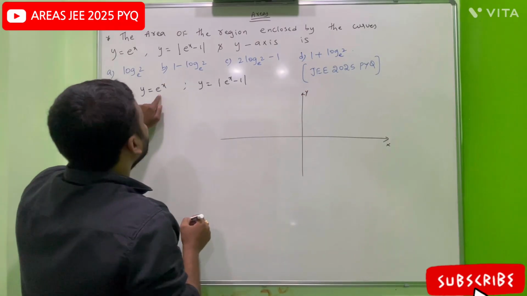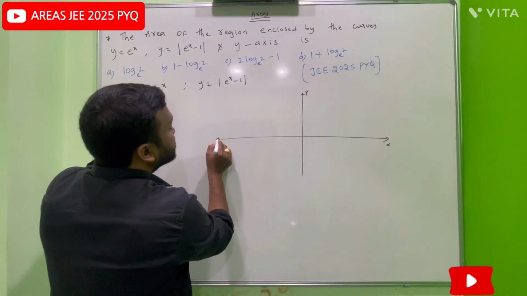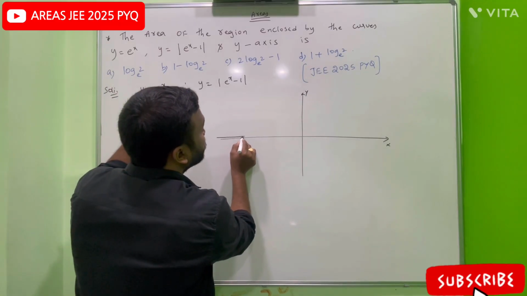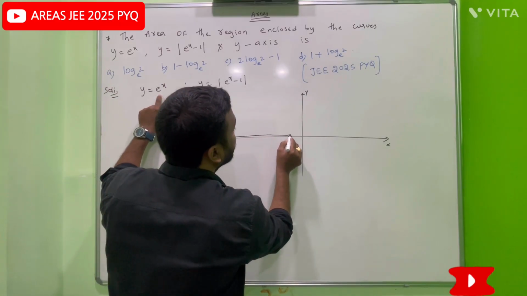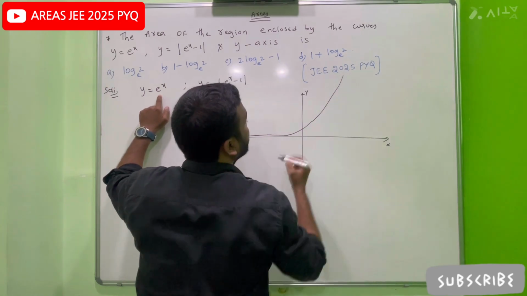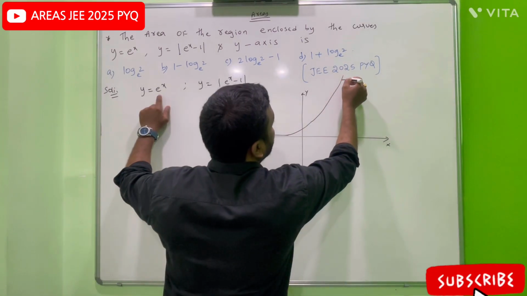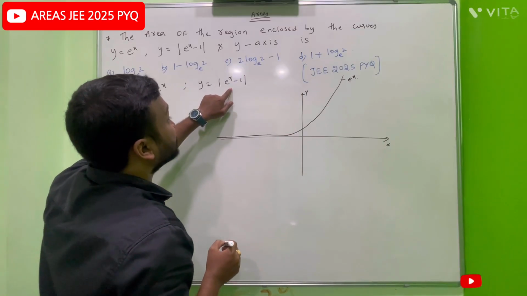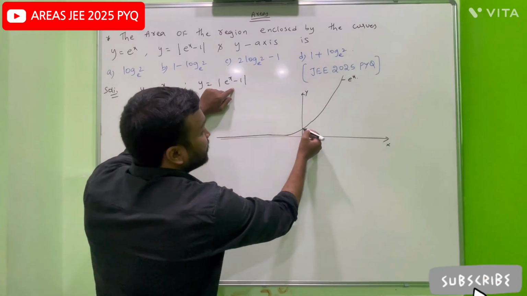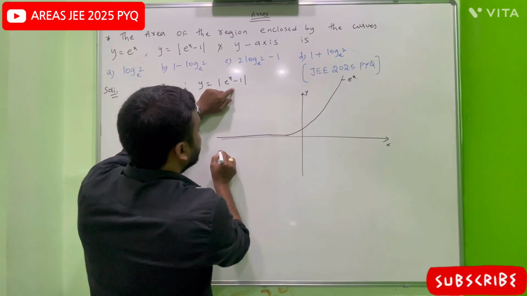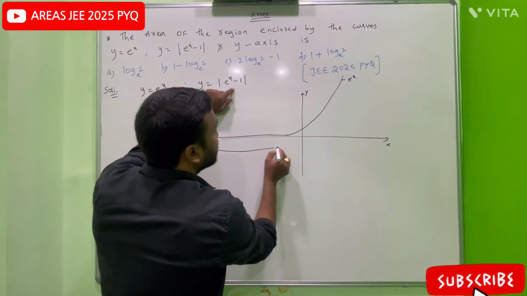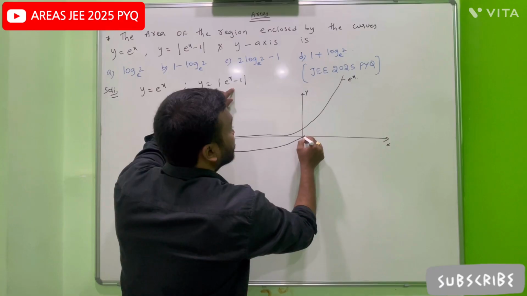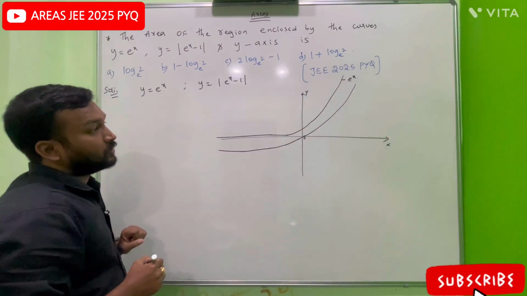Now the e power x graph. How is the e power x graph? It starts from minus infinity, so it looks like this. This is the e power x graph. Now the e power x minus 1 graph looks like this. It passes through 0 like this.